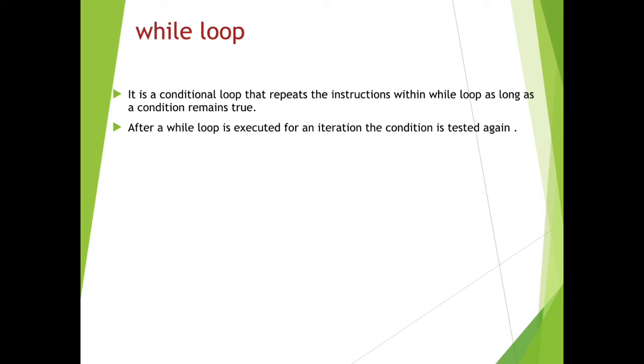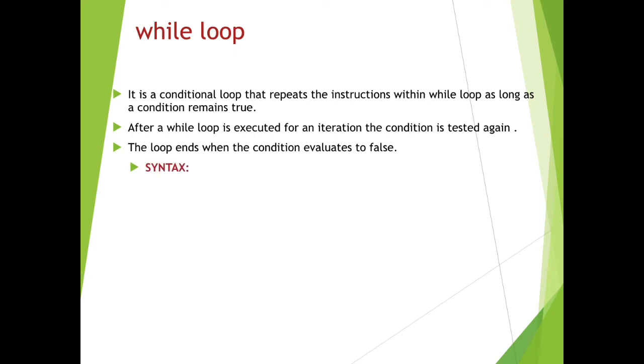After a while loop is executed for an iteration, the condition is tested again. So at first the condition will be tested. If the condition is true, then the instructions within the while loop will be executed, and at the end of the while loop, after executing all the statements, the condition is tested again. If the condition is still true, then again the while loop will continue to run. There will be a time when the condition will evaluate to false, and as the condition becomes false, the while loop will be terminated.